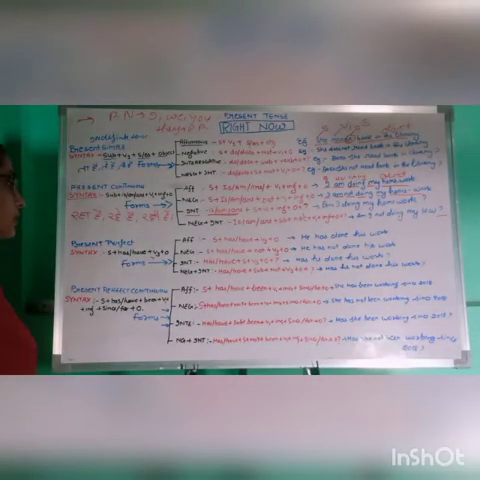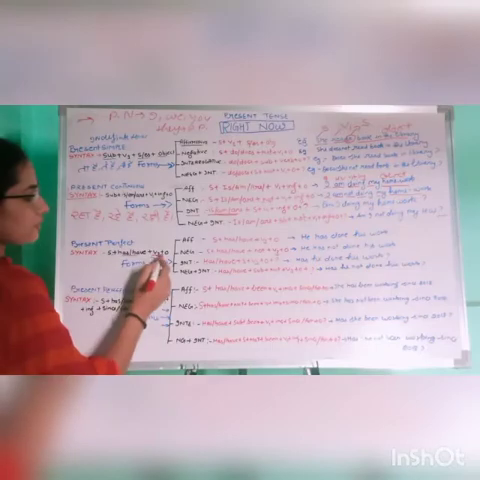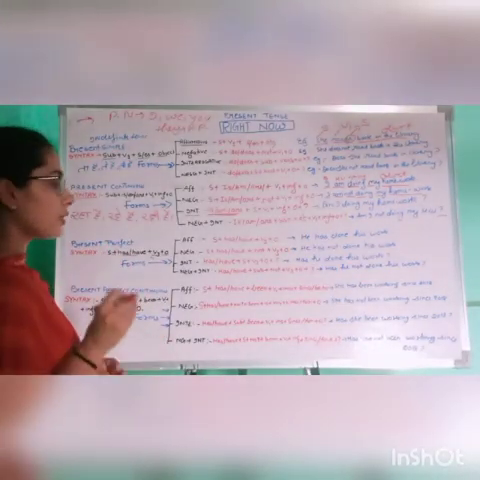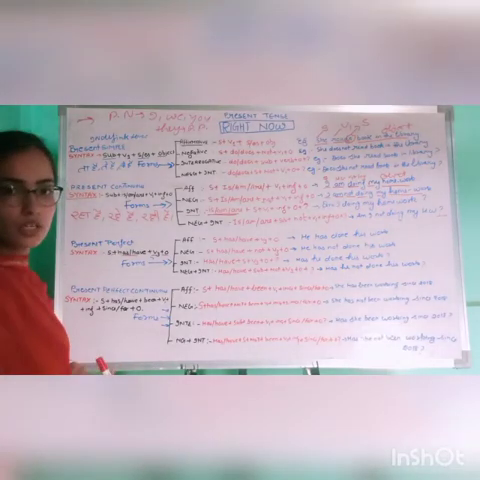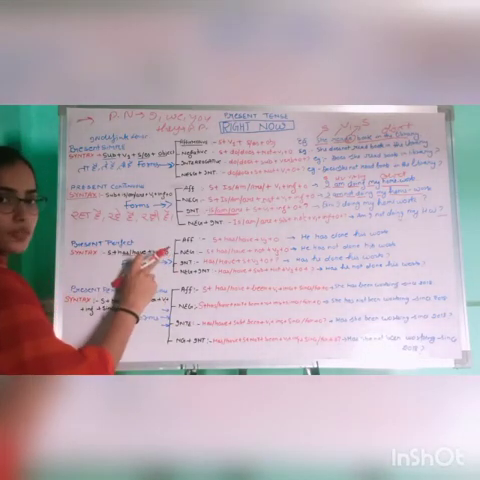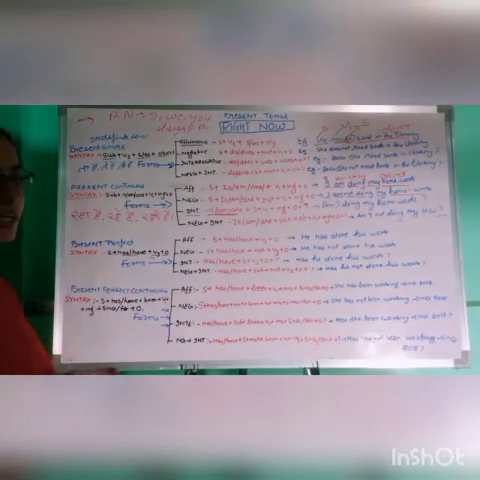Now let's move towards the present perfect tense. So here the syntax says subject plus has or have plus verb third form plus object. Remember one thing, whether it is the present perfect tense or of the past, future or present, it always continues with the verb third form. It will never get the first form or the second form.